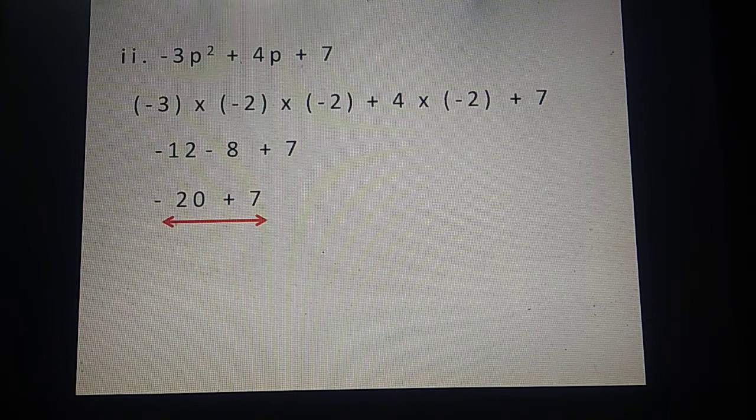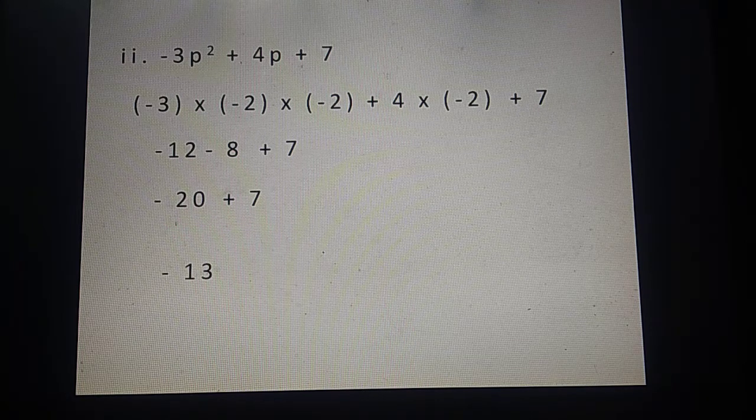Now solve the 2. One is negative, one is positive. What we will do? Subtract. 20 minus 7, 13. Now when you subtract, which sign will come? Negative. So you will get minus 13. This is your final answer. I hope whatever I am explaining, it's clear to you all.